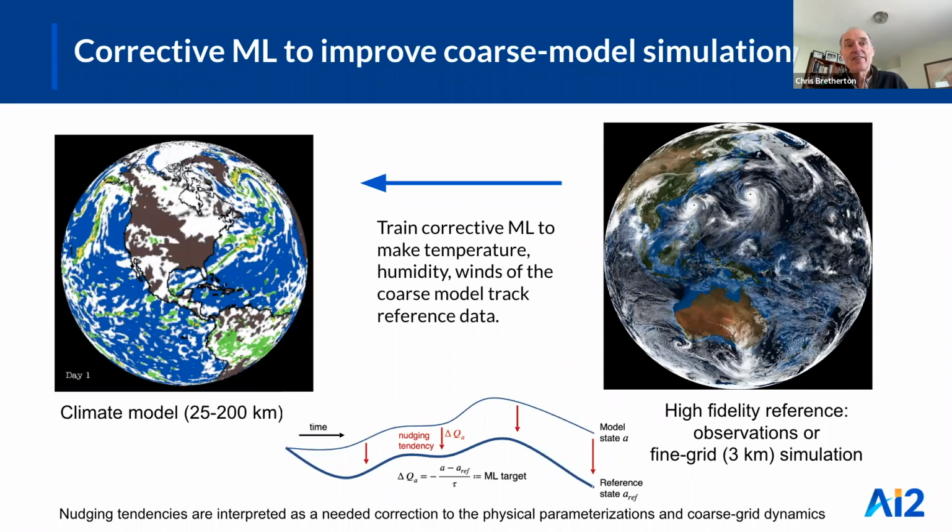The nudging tendencies are interpreted as a needed correction to the physical parameterizations, since we regard the dynamics of the model as being comparatively accurate. However, there is actually also an aspect of this that's correcting the coarse grid dynamics to the fine grid dynamics, which don't have as much discretization error.